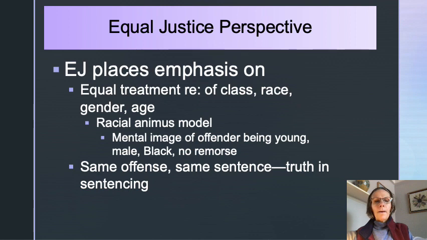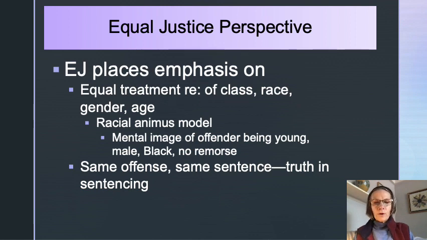The equal justice perspective also places emphasis on truth in sentencing. If it's the same offense, you should get the same sentence. The state of Wisconsin has truth in sentencing. Many states have guidelines that guide the sentencing recommendations for offenders, so that you get more uniformity. In Wisconsin, if you are sentenced to 10 years, you're going to serve 85% of your 10-year sentence, and that applies to all of the convicted.